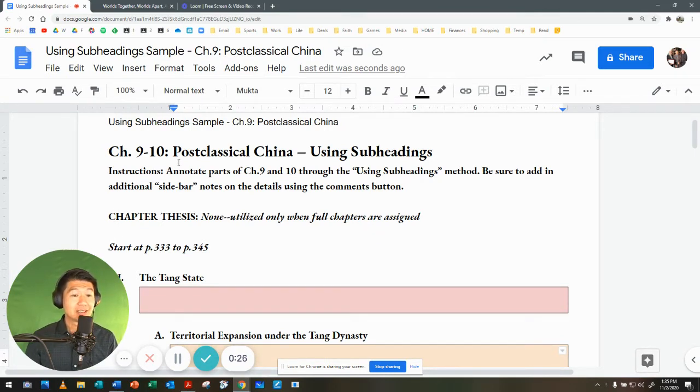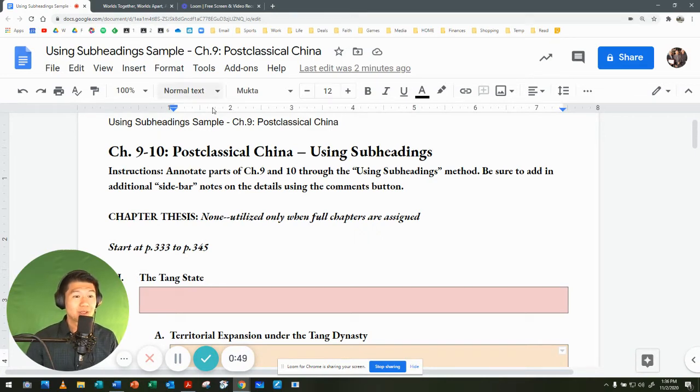The basic premise for this annotation method is to utilize the various subheadings and headings that all history textbooks are made of. We're going to use these to create sentence summaries or sentence synthesis of all of the ideas that come about, so that we exit the reading with the main ideas.